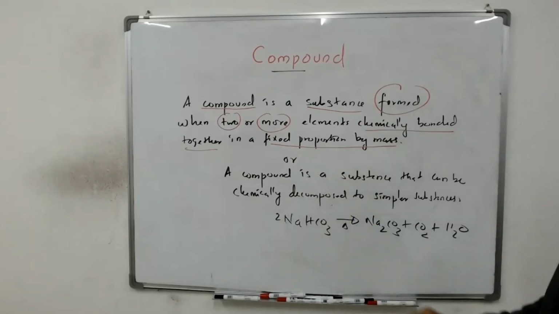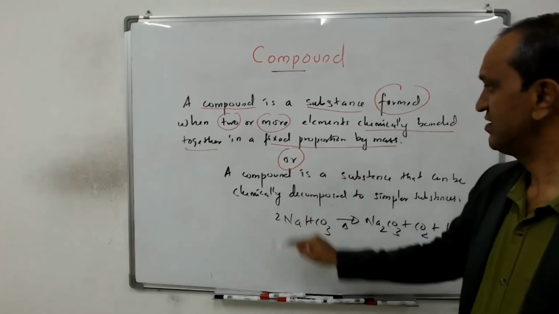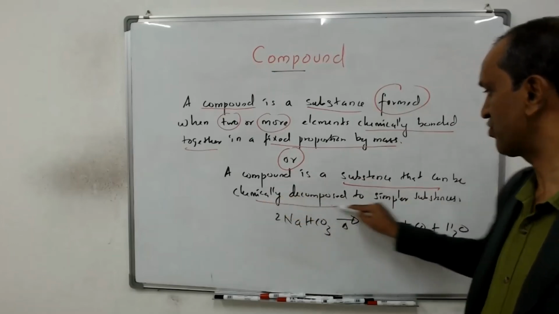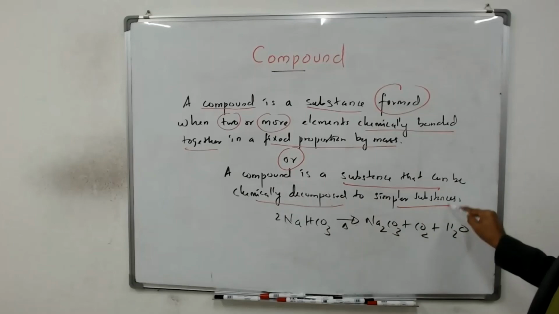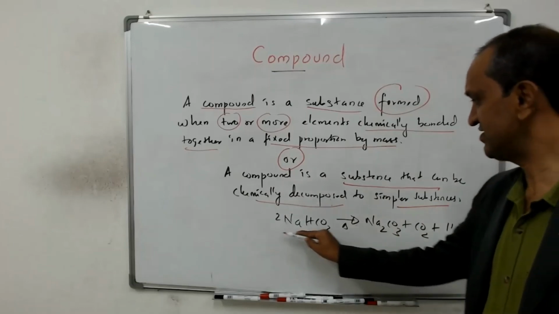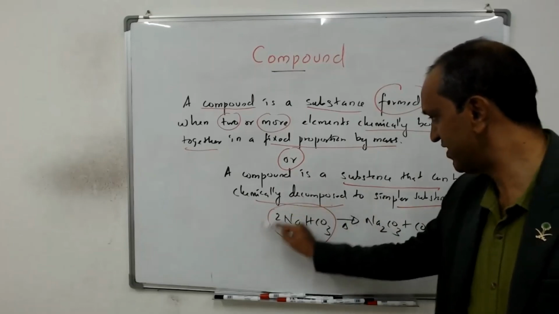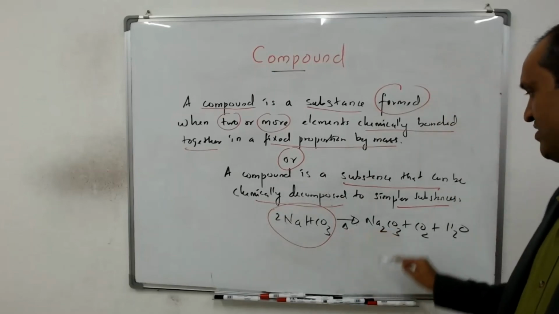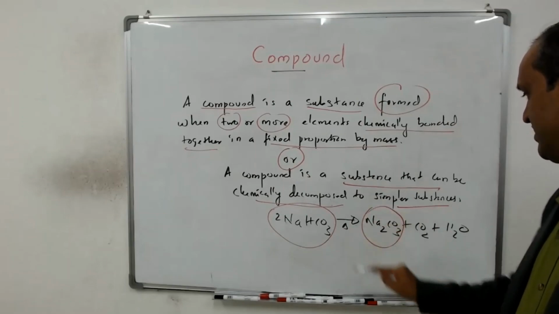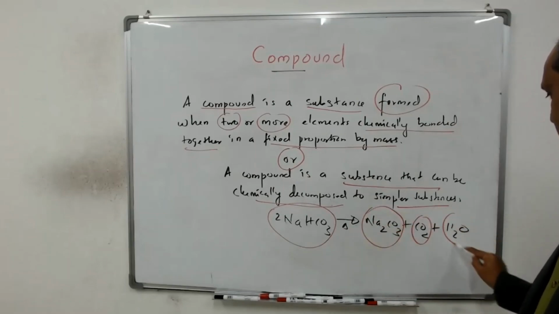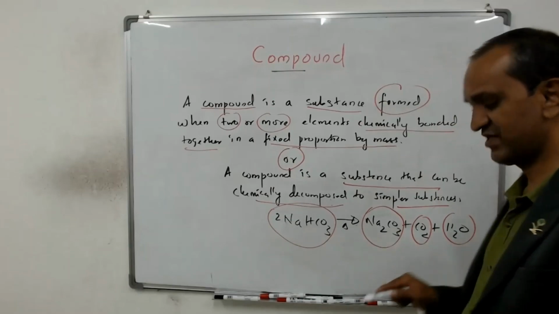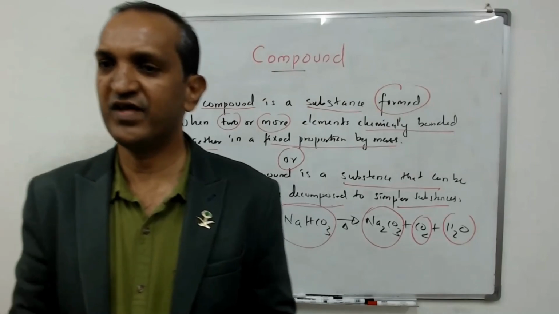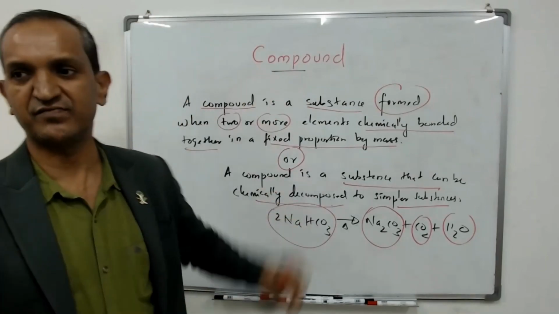And then coming to the next, another way you can define it: a compound is a substance that can be chemically broken down into simpler substances. For instance, sodium hydrogen carbonate, baking soda, if you heat it, this is called thermal decomposition. And then you will be able to get sodium carbonate, carbon dioxide, and water. This is called a chemical sentence. So we will be discussing in detail, but before that, today you understood the definition of the compound.